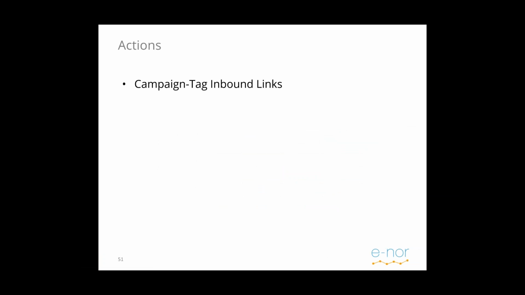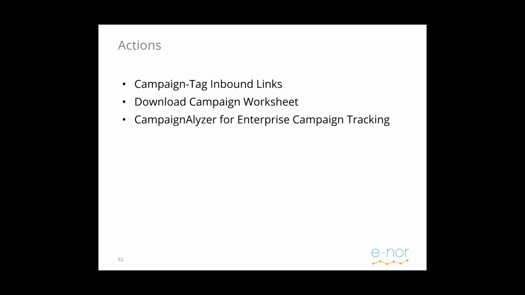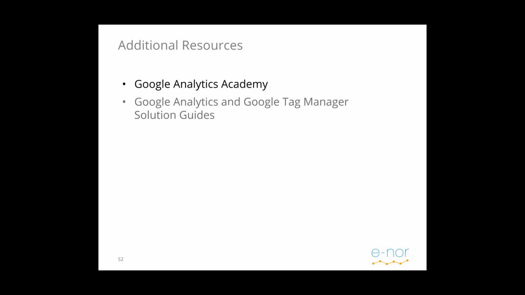Okay, getting back to some of the basic stuff, make sure to campaign tag your inbound links. Make sure to download the campaign worksheet if you need help with maintaining consistent campaign parameters. Campaignalyzer, check that out for enterprise campaign tracking, and also again for any of the DoubleClick integration topics, make sure to reach out to Enor or to Roberto specifically about the DoubleClick integration, the algorithmic, data-driven attribution, any of the premium features. Additional resources, you can always check out Google Analytics Academy, Google Analytics and Google Tag Manager solution guides, and the Enor blog. We have more information about the campaign topics, the channels topics that we discussed today.